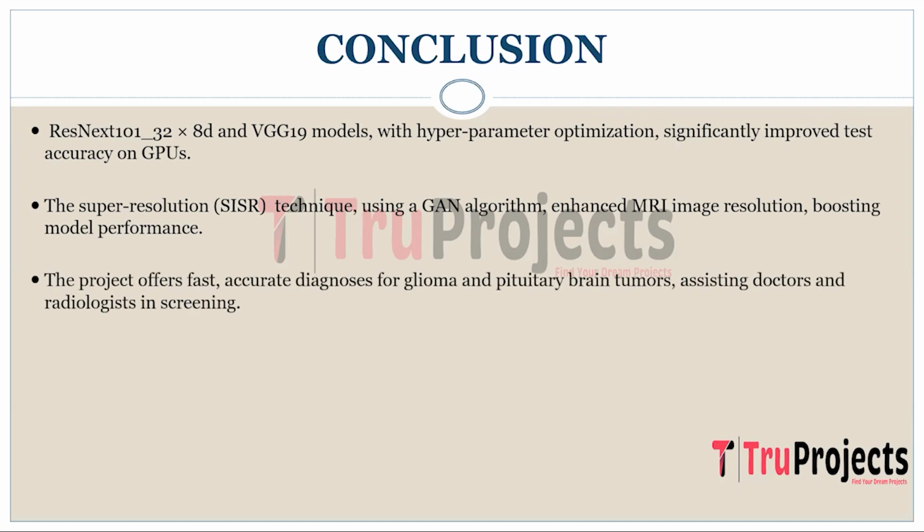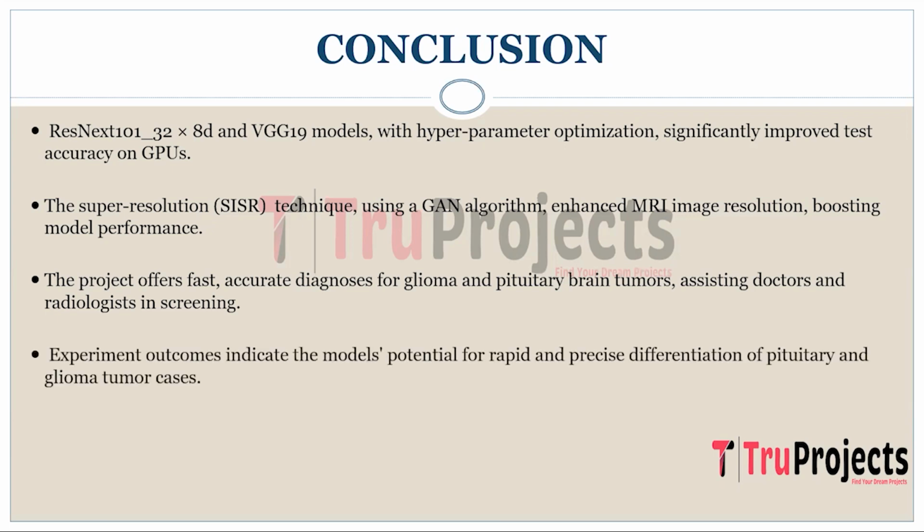The project's primary contribution includes the implementation of these models for fast and accurate diagnosis of glioma and pituitary brain tumor cases, which could aid doctors and radiologists in the screening process. The results obtained from the experiments demonstrate the potential of the proposed model to provide a quick and accurate approach for distinguishing between patients with pituitary and glioma tumors.